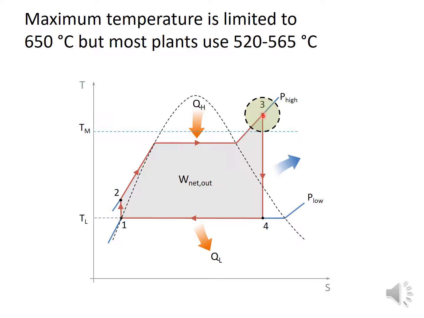There is, however, a limit to how much we can superheat this turbine, and today that limit seems to be 650 degrees centigrade, and this limit is because of the material that we use in the boiler and in the steam turbines. Most plants today use a temperature of 520 to 565 degrees centigrade instead. Cheaper material and fairly good performance can be achieved with this type of inlet conditions.